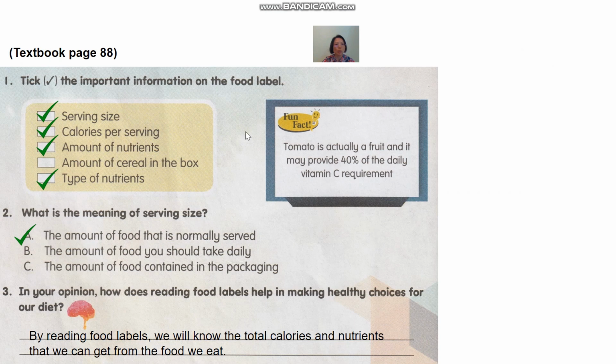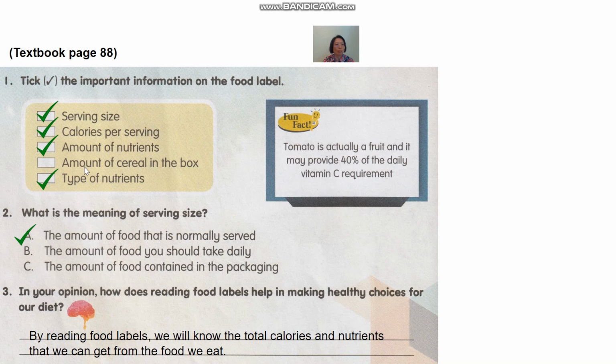Now, next one, we are going to answer three questions here, taken from the same page in the textbook, page 88. Okay, we already listened to the audio just now. So let's look at question number one. Take the important information on the food label. So the important information from the food label is serving size, then calories per serving, amount of nutrients, and also types of nutrients.